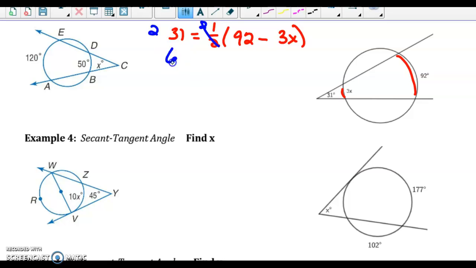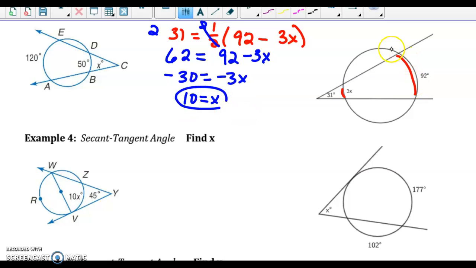And then this is 62, and you get equals 92 minus 3x. And of course, you know that that is negative 30 when you move it over. And then x is 10. And if you plug that in, 92 minus 3 times 10 would be 30, is 62, and half of that is 31, so that makes sense.